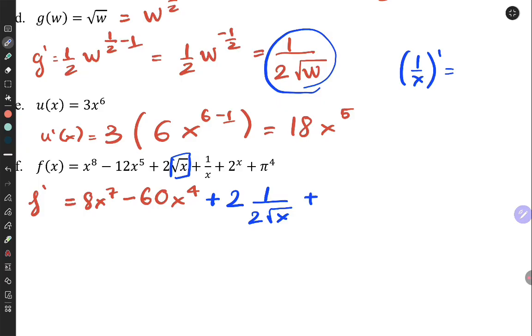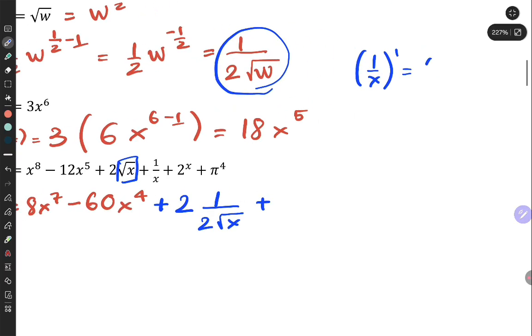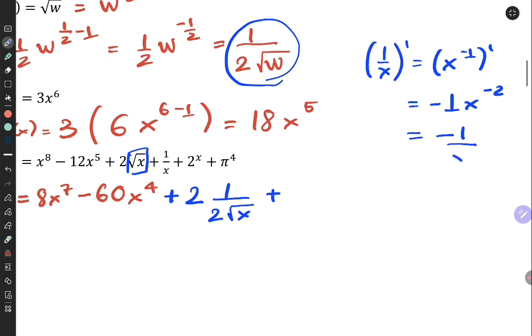Just do it normally, traditionally. You're going to have x to the power negative 1. Use the derivative formula, you have negative x to the power negative 2. That negative 1 is just negative, right? x to the power negative 2 is x squared, the negative one. So this is also a common one: the derivative of 1 over x is negative 1 over x squared.